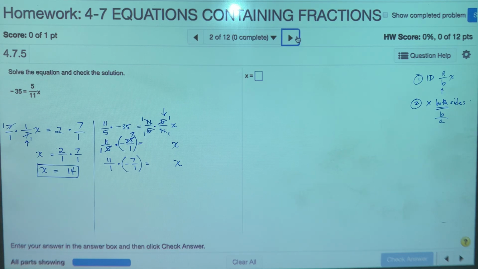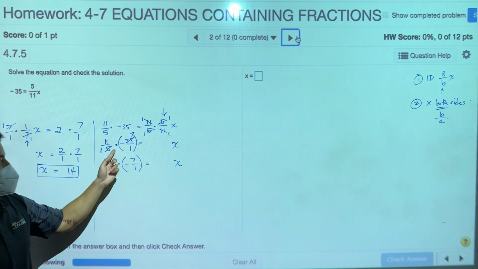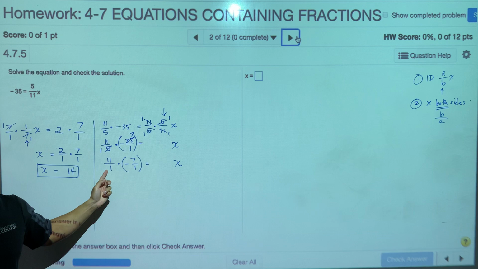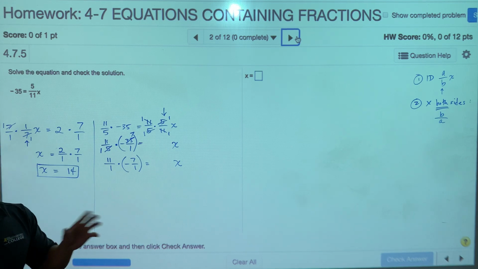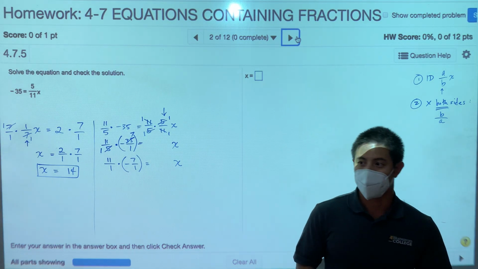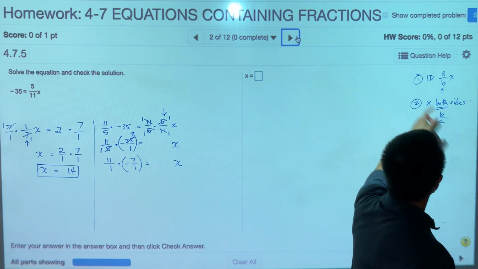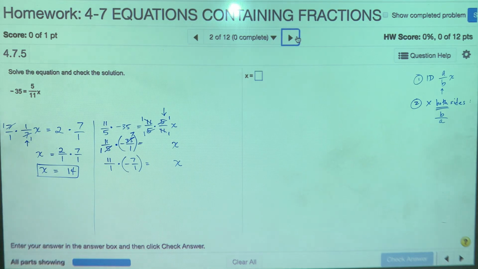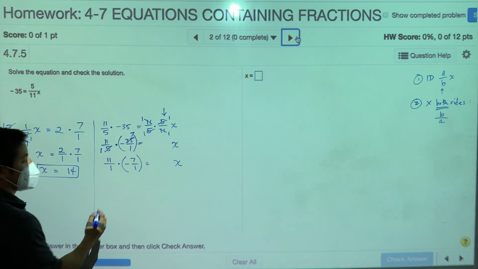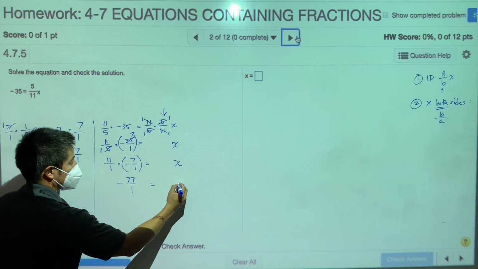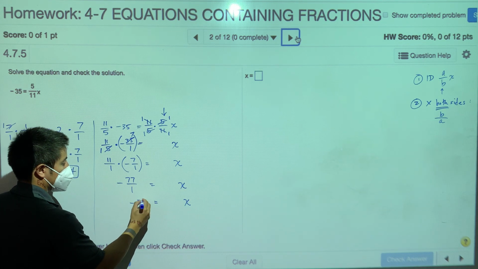What's the only new thing that we've encountered so far? This stuff. Is this stuff we've done before? Yes. Is this going and rewriting the problem what we've done before? Yes. So there's nothing really new unless you haven't practiced your multiplication of fractions, but you're going to have to because you got a test on that. So this is the only thing that's new here. Everything else is review. With that said, now we can actually multiply. 11 over 1 times negative 7 over 1 is a negative 77 over 1, or simply negative 77.